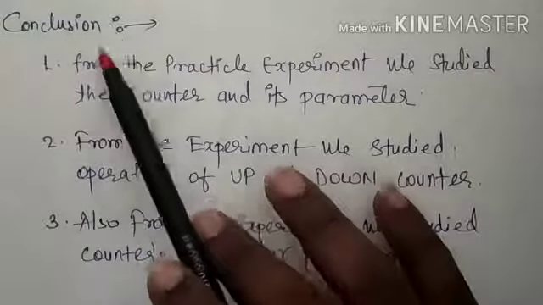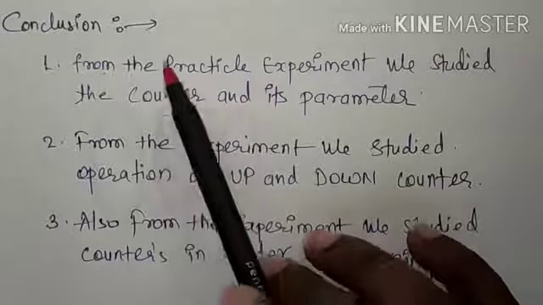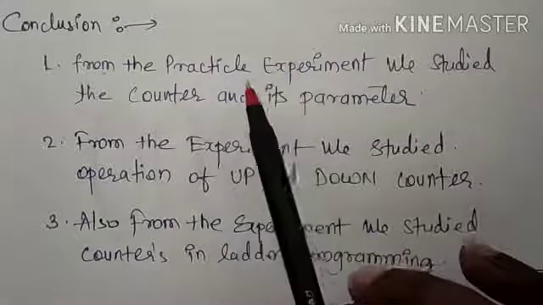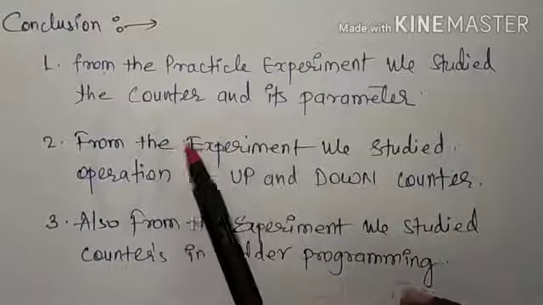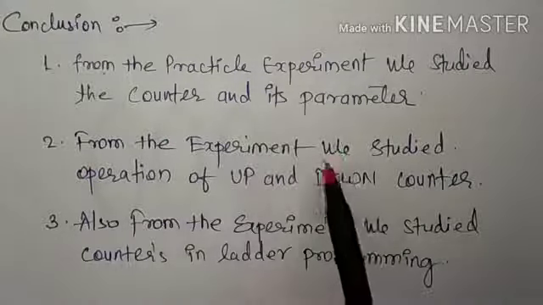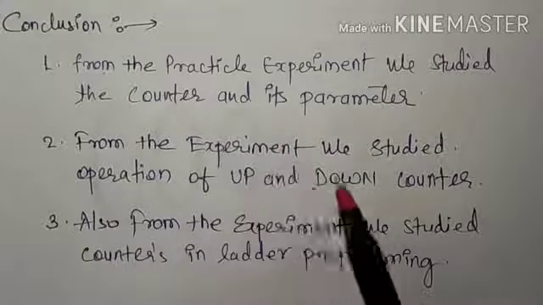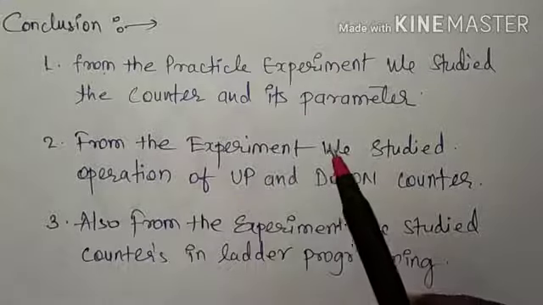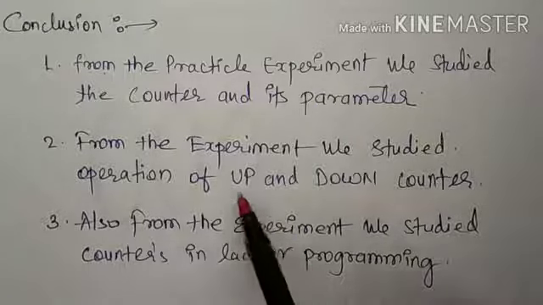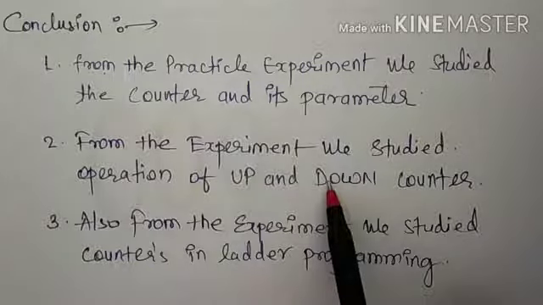In this experiment, we have studied the counter and its parameters. We have seen the counter diagram. It has 3-4 parameters, and we have seen their working. Also we studied the operation of the up counter. Similarly the same operation is there for the down counter, but in the up counter it counts from 0 up to the accumulator. As the accumulator increases every time, the process proceeds to the further steps till the preset value is reached. Similarly the down counter has the same working.